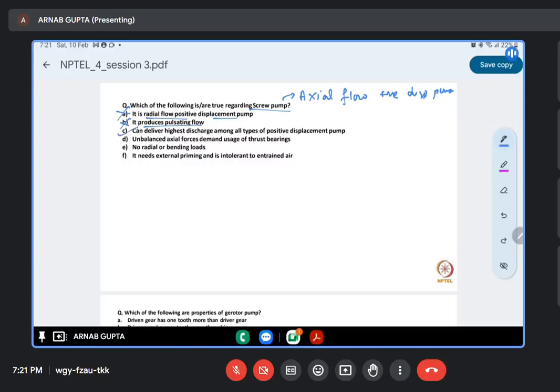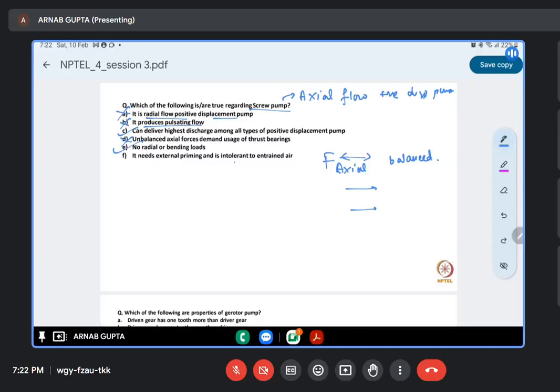Unbalanced axial forces demand usage of thrust bearings. This is not correct because the axial forces are balanced in case of screw pump. So this is again not a correct option. No radial or bending loads. This is correct. There is no radial load or bending load. The liquid is moving forward, and it's not tending to bend the screw basically.